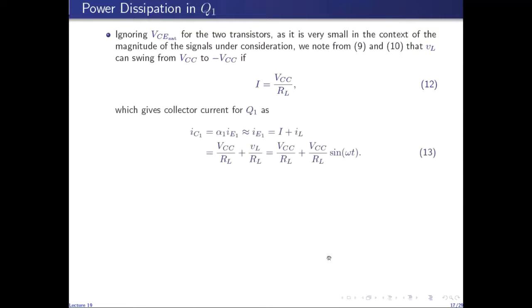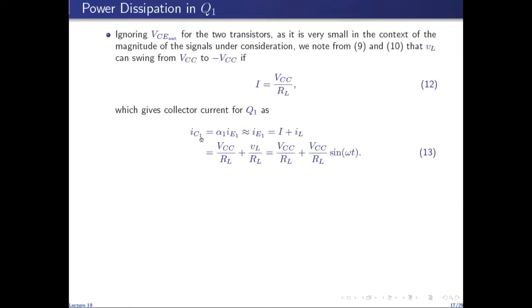So assuming that the class A amplifier is also linear, if the input signal is a sine wave, then the output signal will also be a sine wave. So the load voltage, under the assumption that input is a sinusoidal signal, will be a sinusoidal signal, which will swing from VCC to minus VCC if the bias current is set equal to this value, ignoring VCE sat, which gives the collector current for Q1 denoted by IC1.